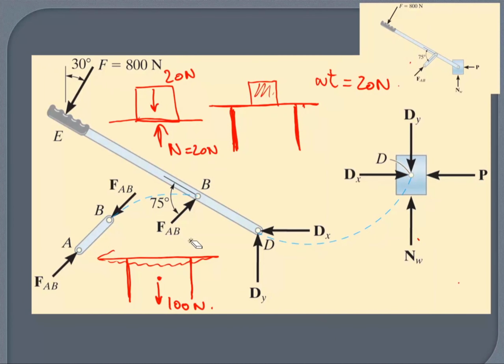So I'm drawing the free body diagram of the table, okay? So I've got the weight of the table acting. What is the other force acting on the table? There will be the reaction forces from the ground on the legs, upwards.